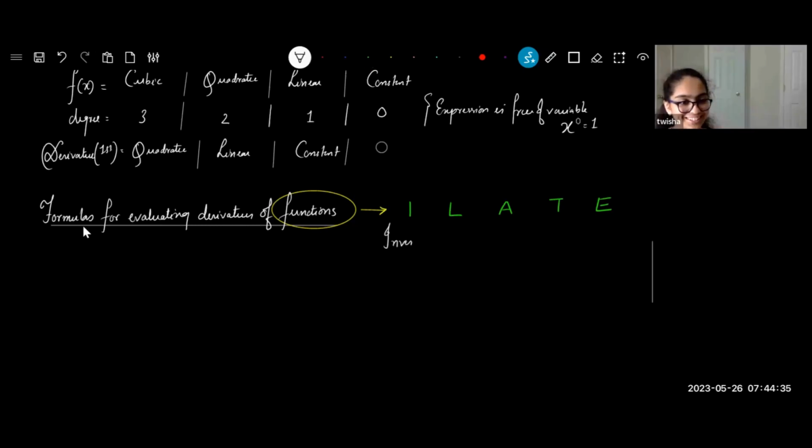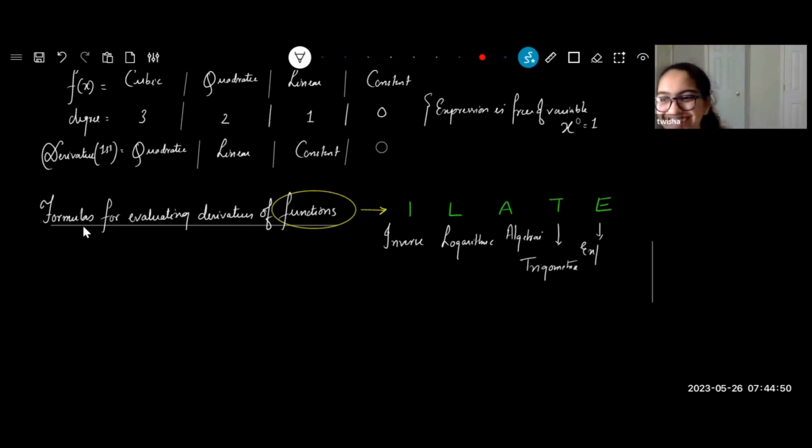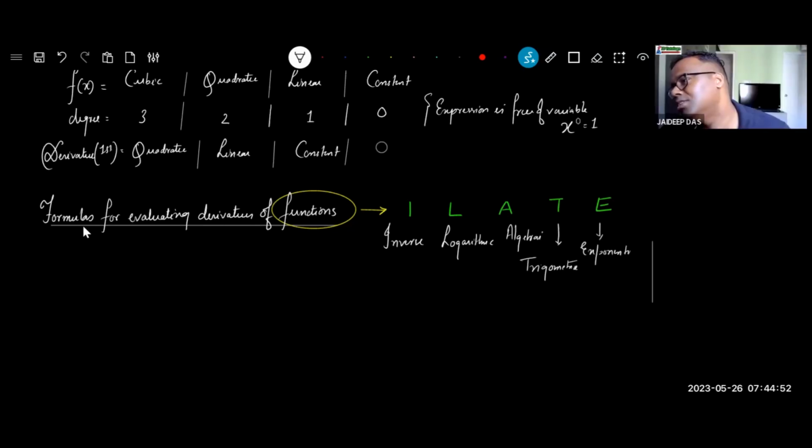Inverse. Logarithmic. Algebraic. This is your favorite, this exponent. Now you feel how your ma'am was teaching you.